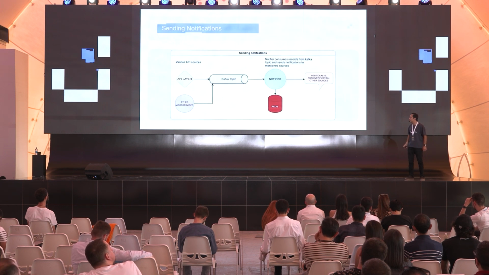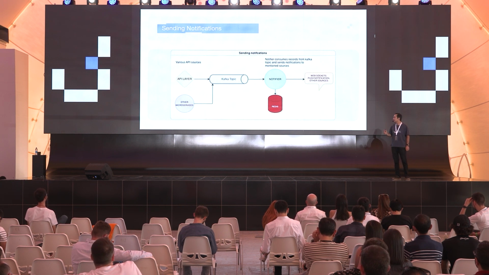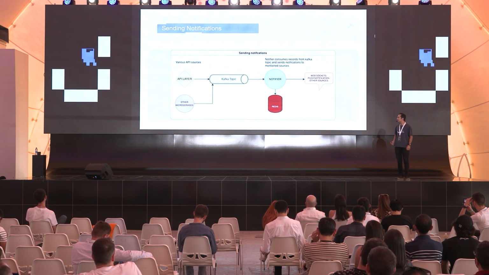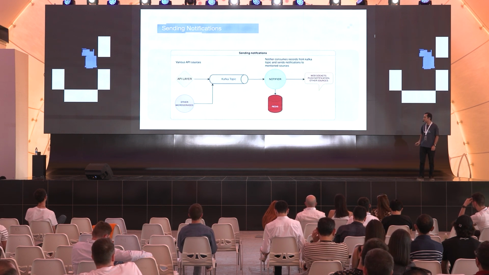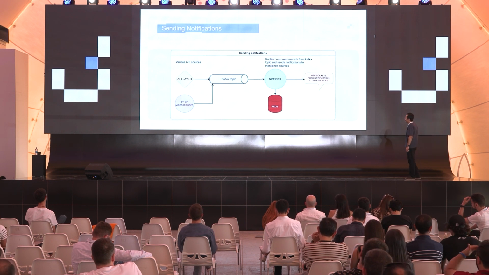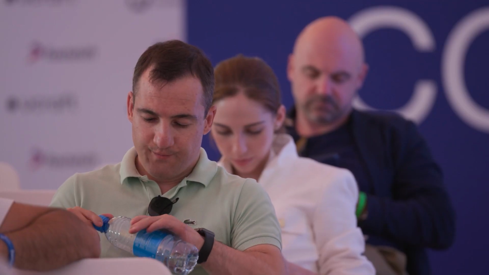And last but not least, our notification sending mechanism. Again, various APIs can send different kinds of notifications. And all they need to do is just produce a message to the Kafka topic, and the notifier, which is responsible for sending notifications, will consume those messages and send them to their receivers.